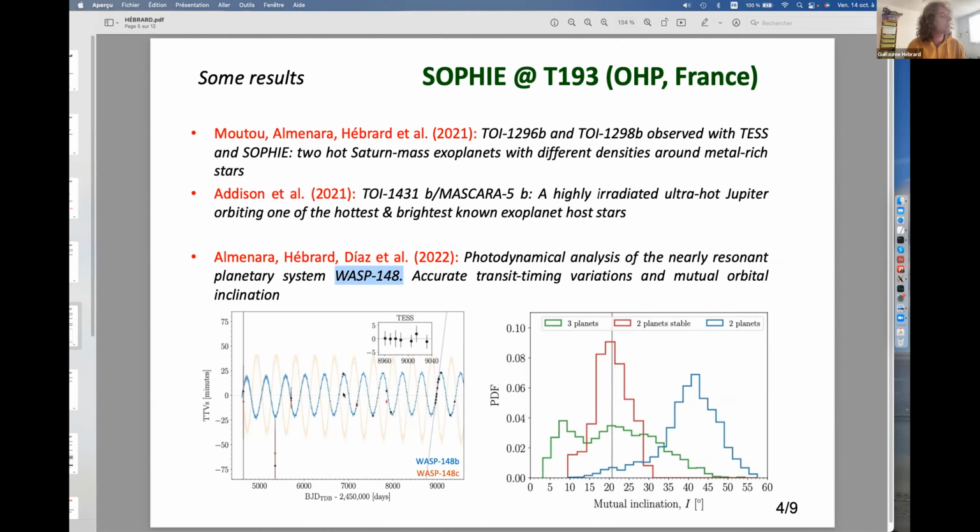We see here the TTV series in blue, the one observed by TESS, and the prediction that José Almenara made with the photodynamical analysis, which suggests a probable mutual inclination between both planets in this system.